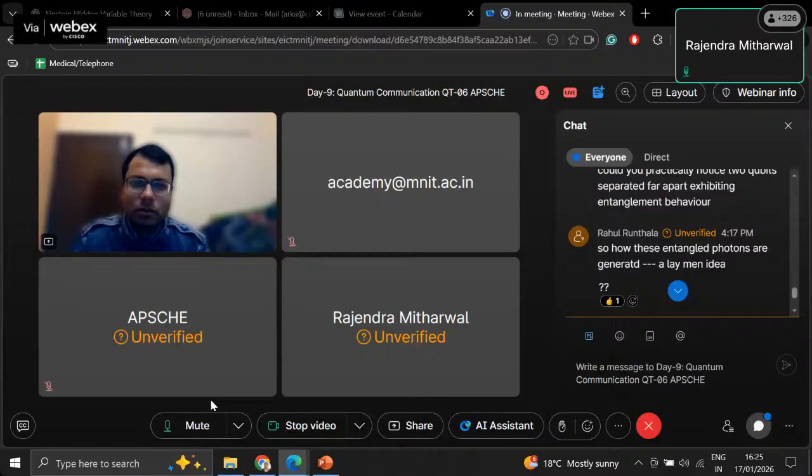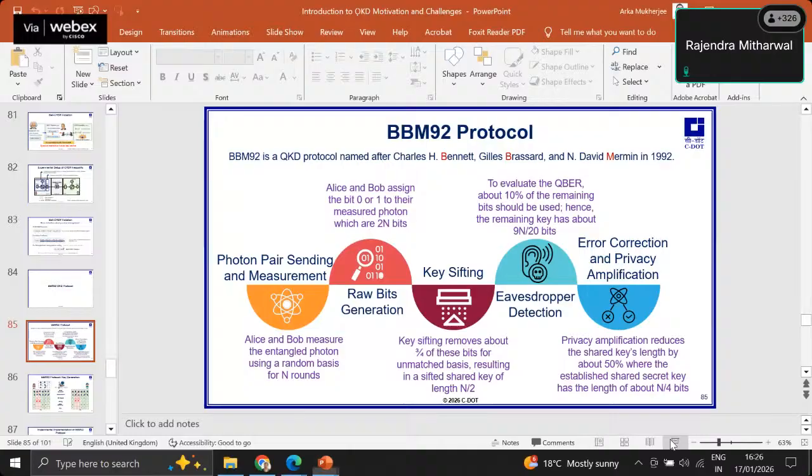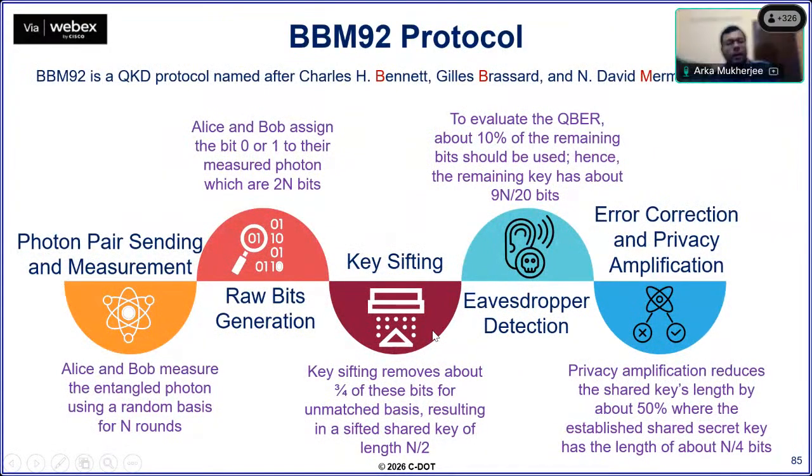Somebody is asking to repeat the explanation of the 4 states, so I am repeating that. There are two bases, rectilinear, which I call R, and diagonal, which I call D, and two parties, Alice and Bob. They can choose the basis at random, so there are four combinations: Alice R, Bob R; Alice D, Bob D; Alice R, Bob D; and Alice D, Bob R. So RR, DD, RD, DR.